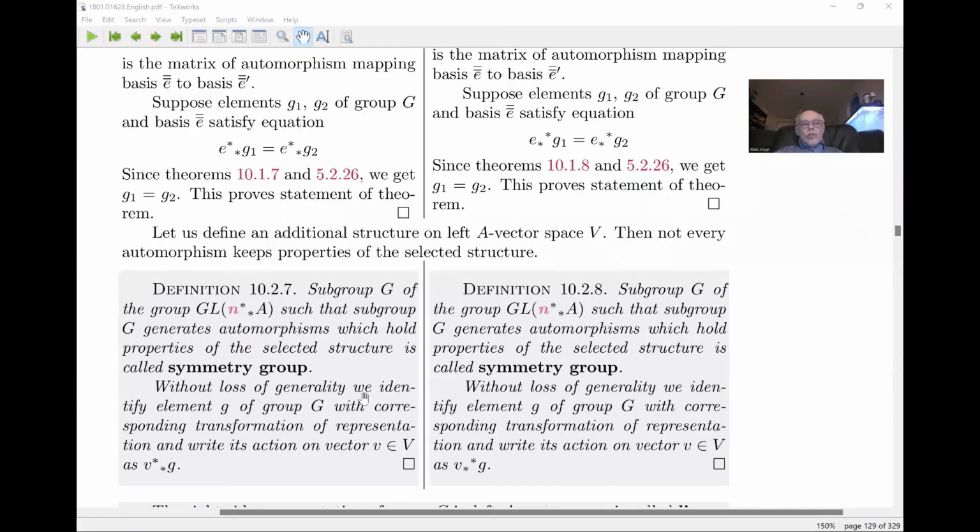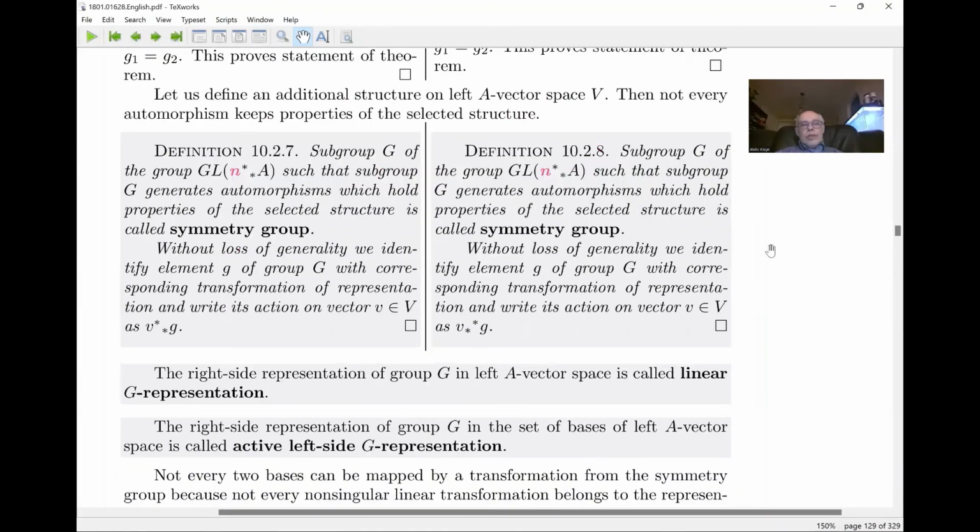Without loss of generality, we identify element g of group G with the corresponding transformation of representation and write its action on vector v as v CR g in the case of left vector spaces of columns, or v RC g in the case of left vector spaces of rows. The right-side representation of group G in a left vector space is called linear G representation.